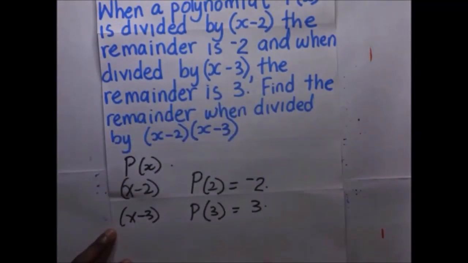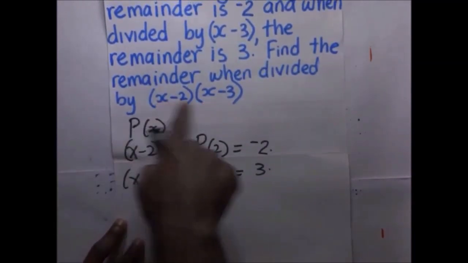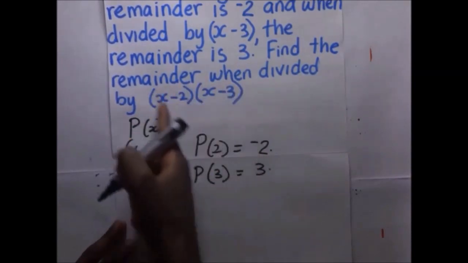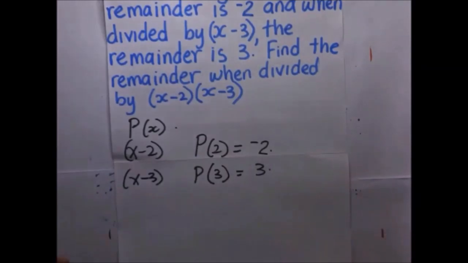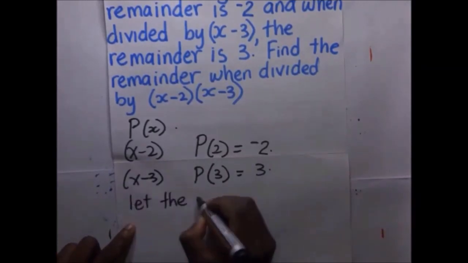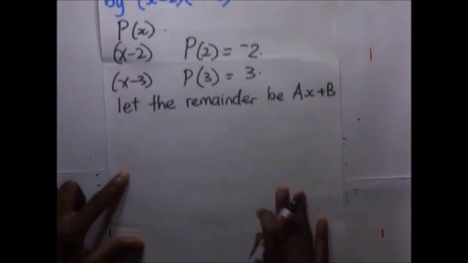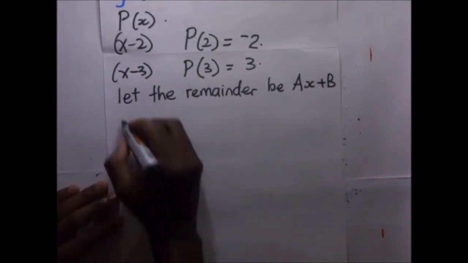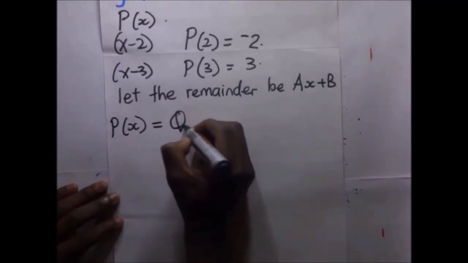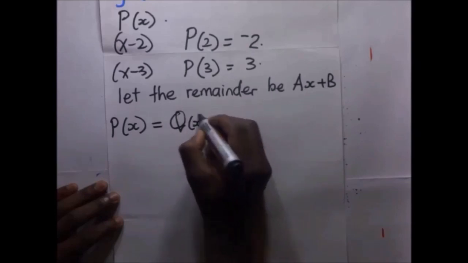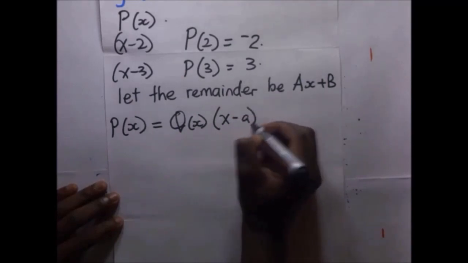So find the remainder. They're asking us to find the remainder when it is divided by that. Now when we multiply this by that, you get a quadratic equation. Let the remainder be ax plus b. Now from our previous videos we said that a polynomial p of x will be equal to the quotient q times the divisor, which is x minus a, plus the remainder.